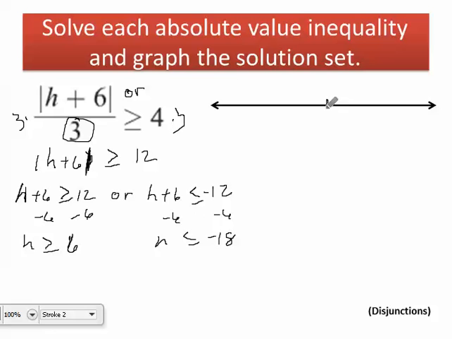Okay? So that's where my values were. 0 here, negative 18 is way out here. It's going to be less than or equal to, so it's going to be a solid point here going that way. And 6 is over here somewhere, and it's going to be a solid point there going that way.